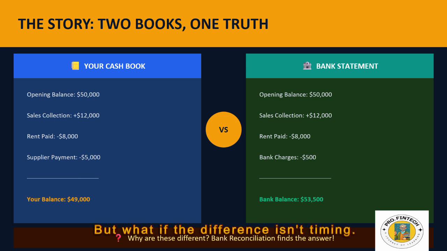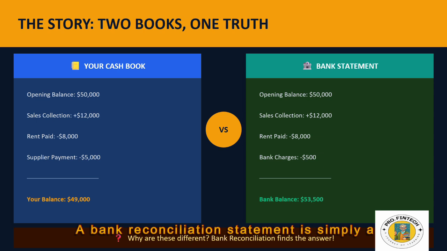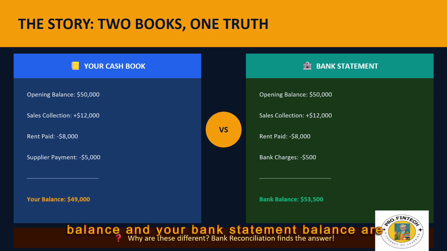But what if the difference isn't timing? What if your bookkeeper accidentally typed the wrong amount or the bank deducted a fee you didn't know about? That's why we do bank reconciliation, to find these differences, explain every single one of them and make sure our records are telling the truth. A bank reconciliation statement is simply a document that explains why your cash book balance and your bank statement balance are different and proves that the difference can be fully accounted for.